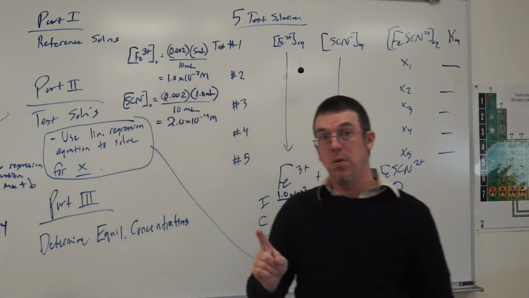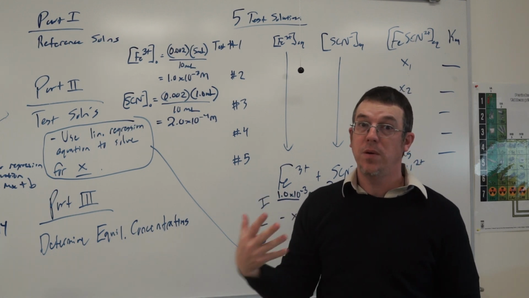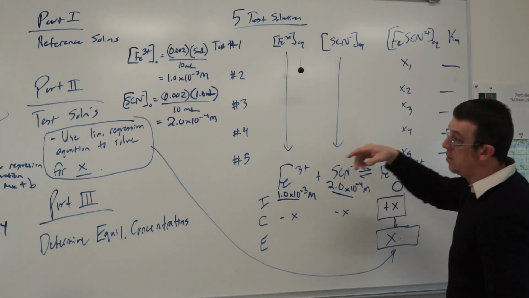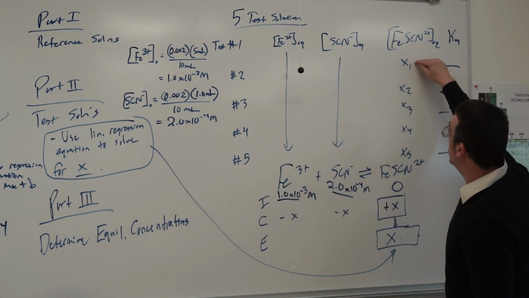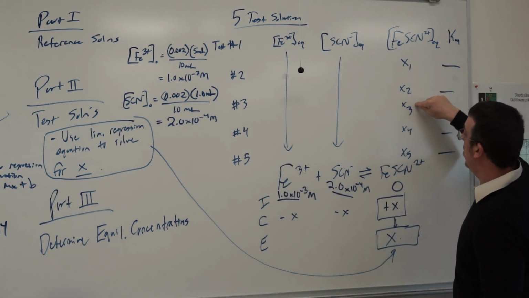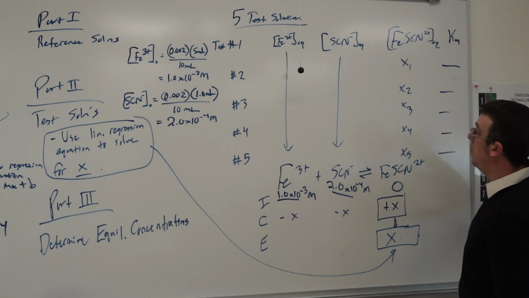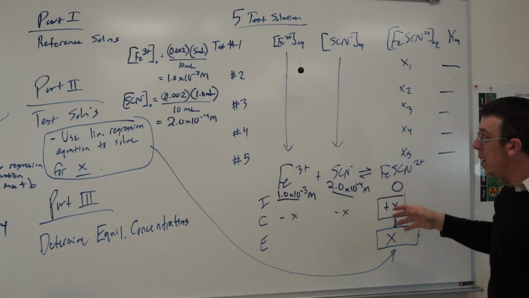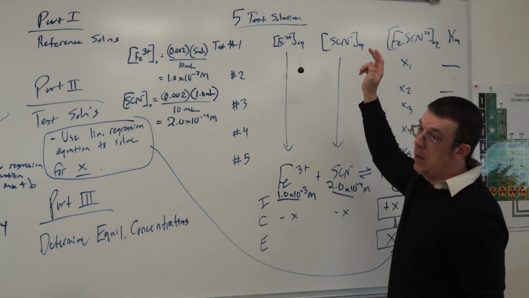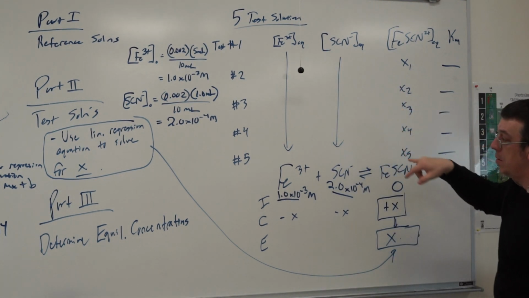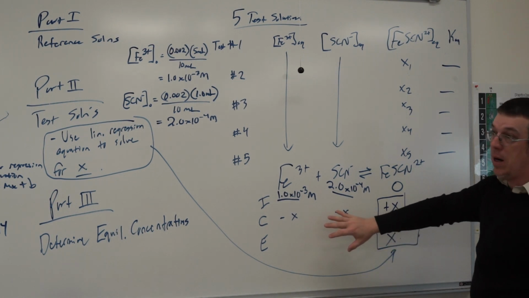You'll do that not once, not twice, but 5 different times. And those x values that you calculate for each of the test solutions go here. So you have x1, x2, 3, 4, and 5. Now, again, that does not tell you the equilibrium concentrations for the iron plus 3 and the SCN minus. The way you determine those is by using the ICE chart here.